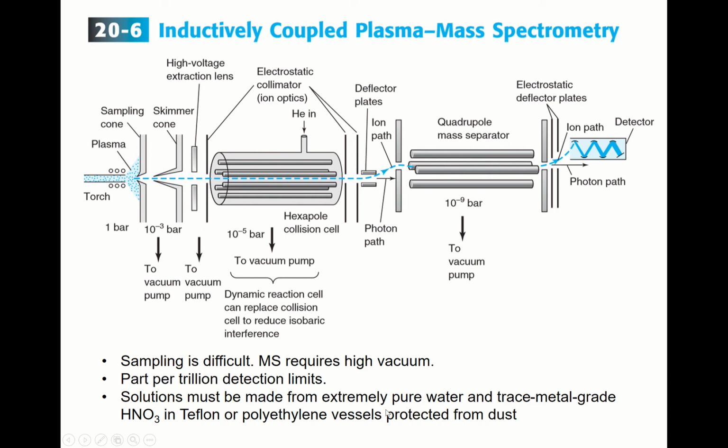In this case, for this extremely pure solvent or reagent, you cannot use glassware, because from the glassware some metal ions are leached into the solution. So in this case, you need Teflon or polyethylene vessels, protected from dust. So you have to exercise extreme care to operate this.